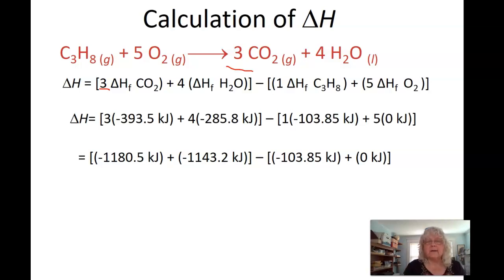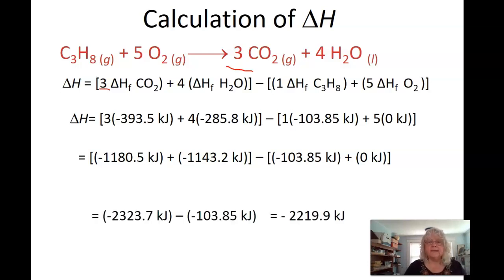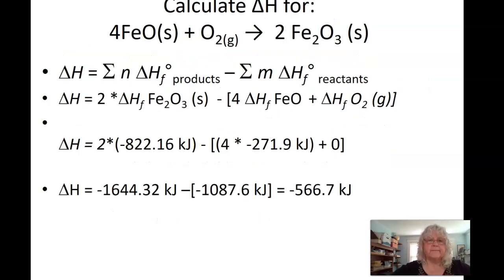So one way to tell what the normal state of something is, if you're looking in Appendix C to find a heat of formation and it has a heat of formation of 0, then that means that's how it always occurs. So I just added all my numbers together, and then I came up with a negative 2219.9 kilojoules for that reaction. So you can do this for any reaction as long as you can look up the heats of formation.